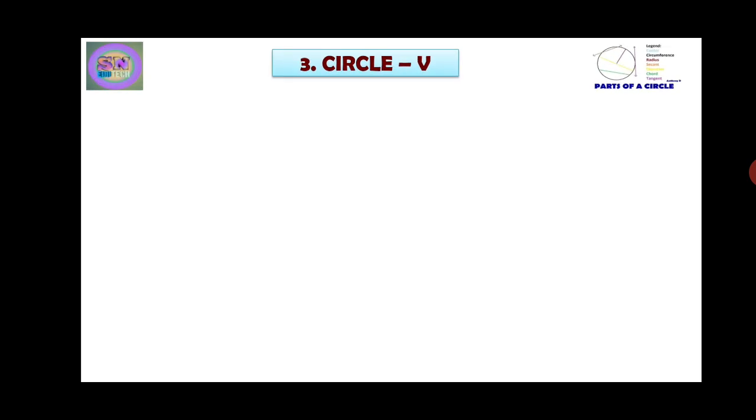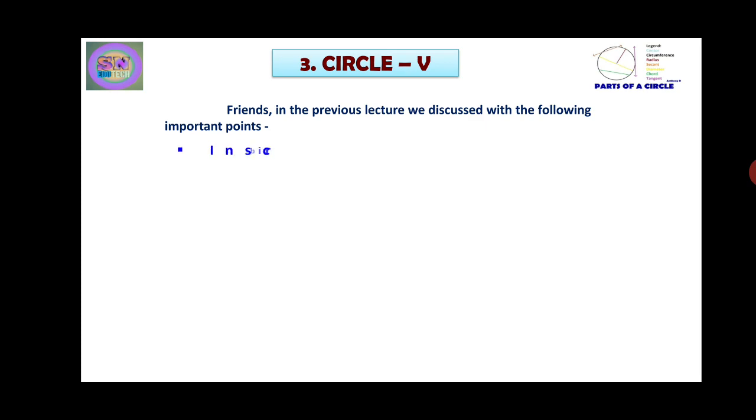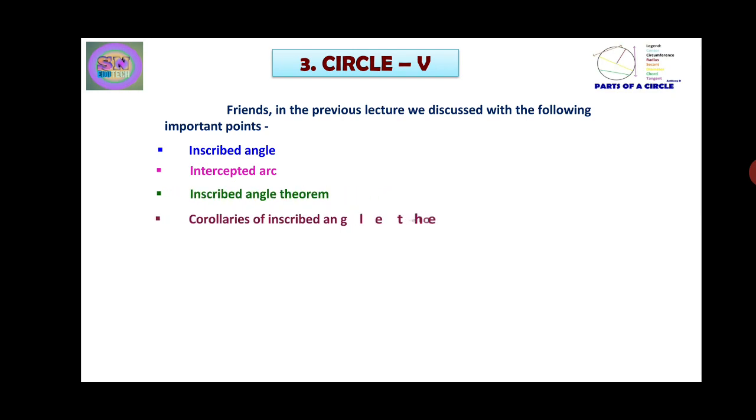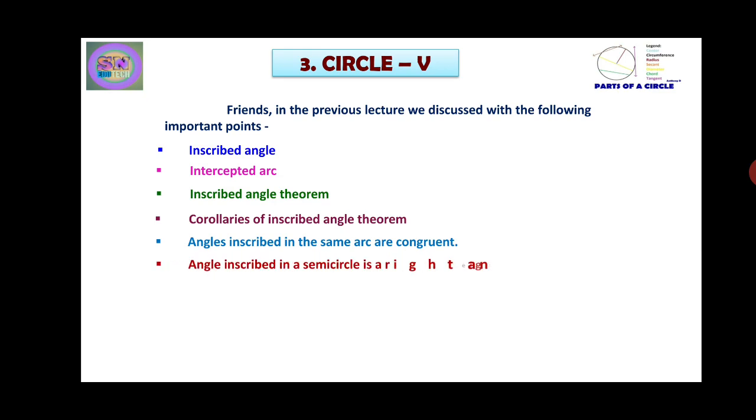Friends, in the previous lecture, we discussed the following important points: inscribed angle, intercepted arc, inscribed angle theorem, corollaries of inscribed angle theorem. We discussed angles inscribed in the same arc are congruent, and angle inscribed in a semicircle is a right angle. Then a few problems based on the above content.